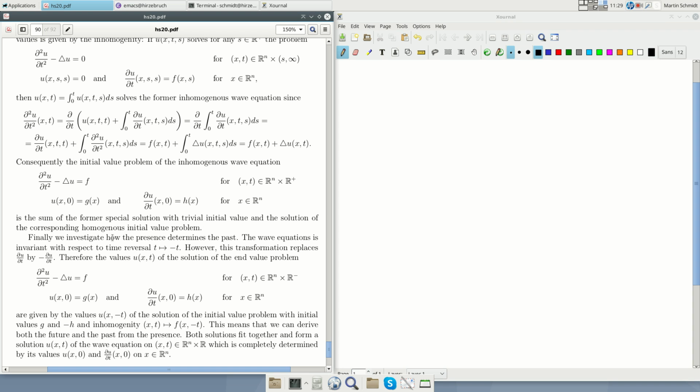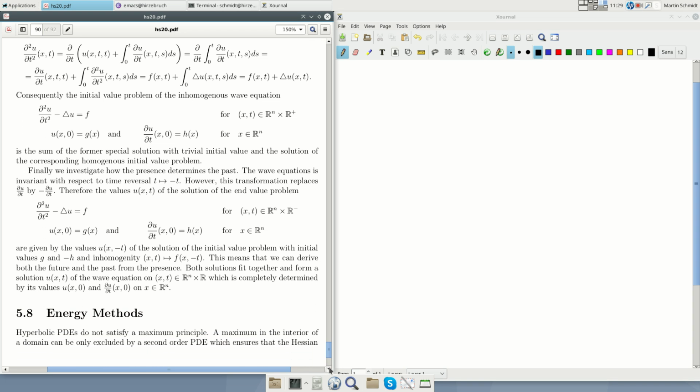And now, finally, in this chapter, we also want to investigate how the present determines the past for solutions of the wave equation. Okay, what does this mean? The wave equation is invariant with respect to time reversal. This is clear, since we only have second derivatives, and of course first derivatives change their sign, but second derivatives are unchanged. So the first derivative changes sign, and therefore the values of u of the solution of the end value problem. This we mean by how the present determines the past.